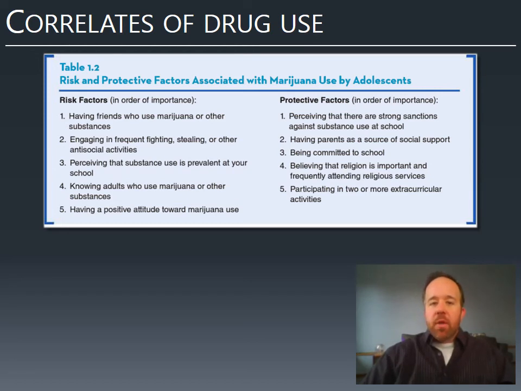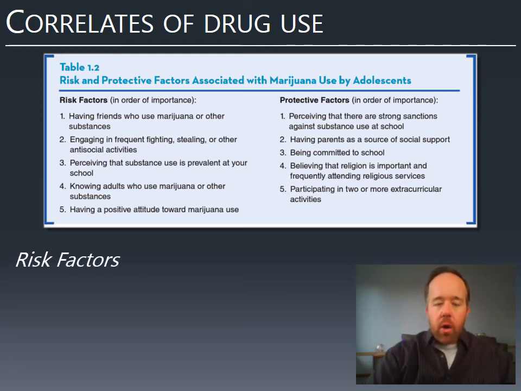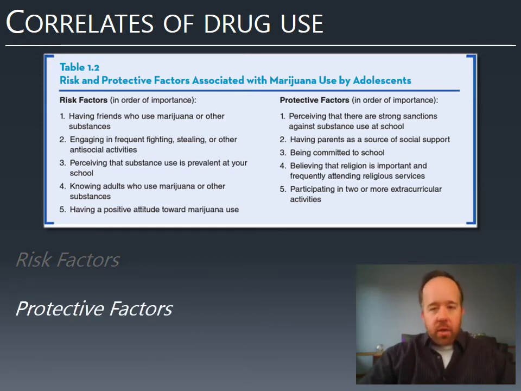So beyond assessment of availability and risk, we have other correlates of drug use. And these are things such as risk factors, which are environmental or behavioral factors that increase the likelihood someone is a drug user, and protective factors, which are the opposite. The more of these factors someone exhibits, the less likely they are to use drugs.